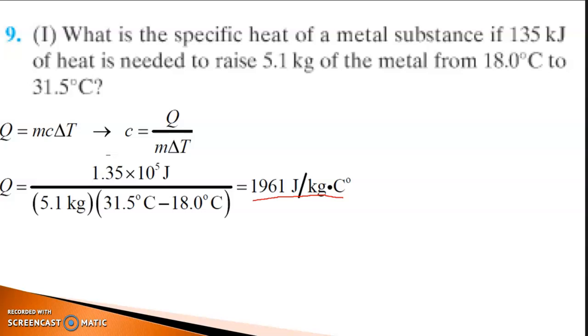All right, so that concludes our lesson for today. I hope you have a better idea about how heat and temperature are related and what the difference is.